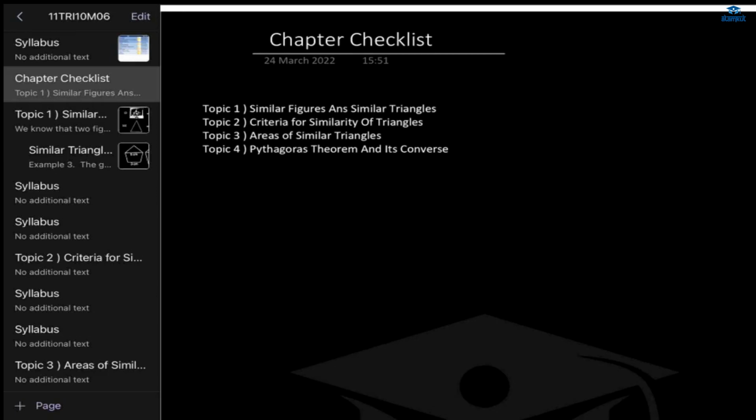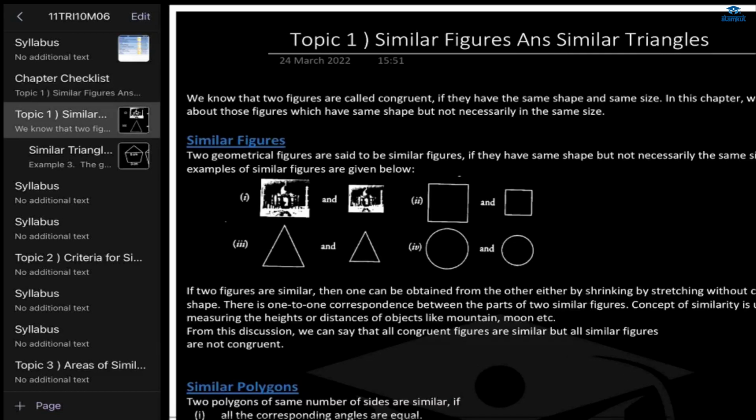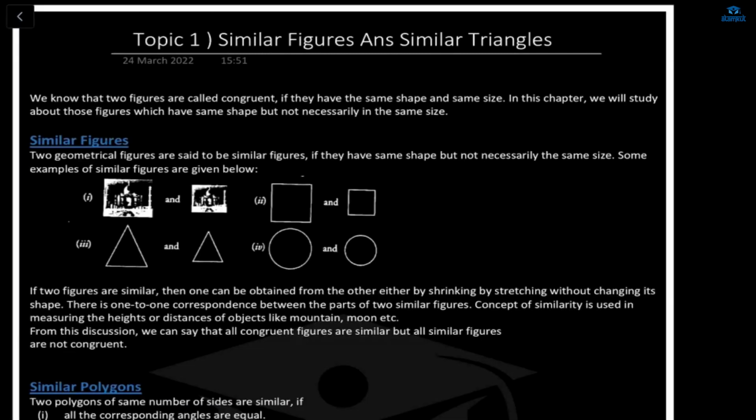Okay, so today's chapter is triangle, and in triangle we will be covering 4 different topics: similar figures and similar triangles, criteria for similarity of triangles, area of similar triangles, Pythagoras theorem and its converse. So let's see topic 1, similar figures and similar triangles.